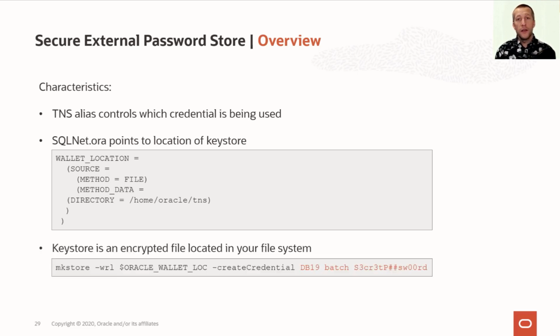And then finally, you can create a Keystore, which is basically an encrypted file stored in your local file system, but it's encrypted with an encryption key that only the client knows. And it holds your credentials. You can use the mkstore command to add credentials into the file, and you use the TNS alias as an identifier, and then you specify the username and password.